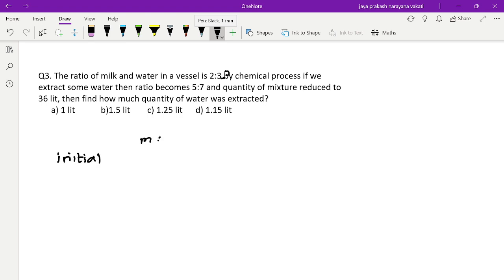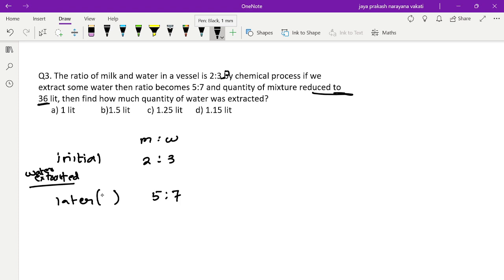of milk to water is 2 is to 3. Now water is extracted, and later the ratio becomes 5 is to 7, and he told that the quantity of mixture is reduced to, that means the later quantity is given, which is 36 liters. So how much quantity of water has been extracted, he is asking. So here we can clearly understand that only water has been extracted, right? That means the milk quantity is the same.